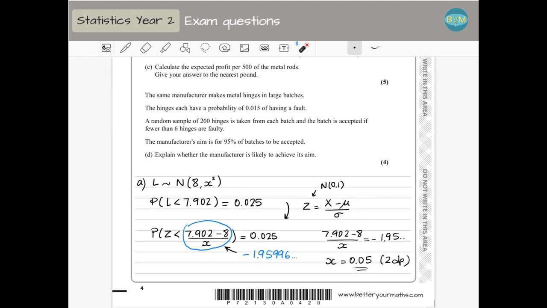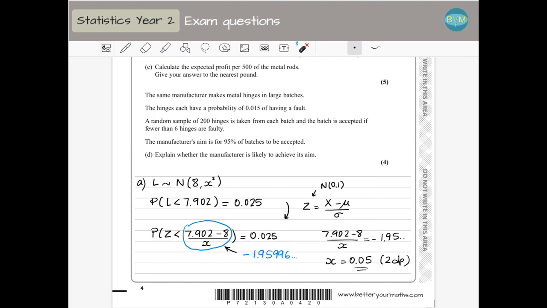And then the last bit says, the same manufacturer makes metal hinges in large batches. The hinges each have probability of 0.015 of having a fault, and a random sample of 200 hinges is taken from each batch, and the batch is accepted if fewer than 6 are faulty. Manufacturers aim for 95% of batches to be accepted, and explain whether the manufacturer is likely to achieve this aim.